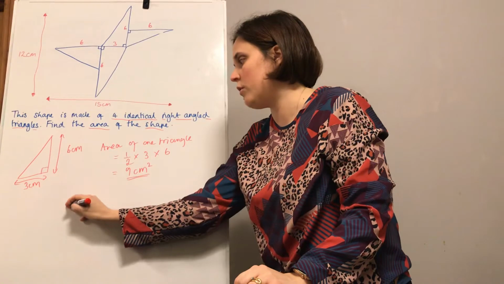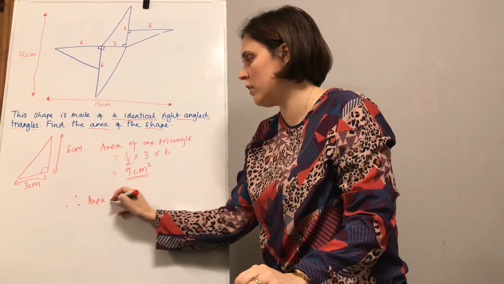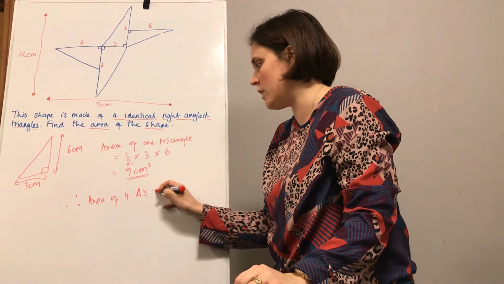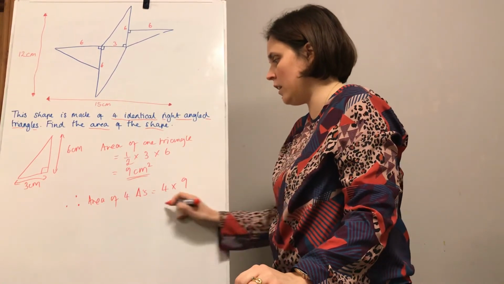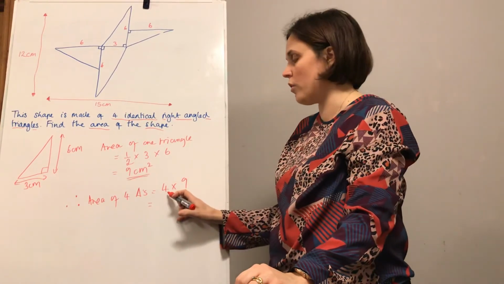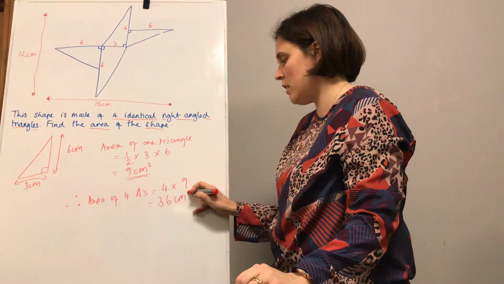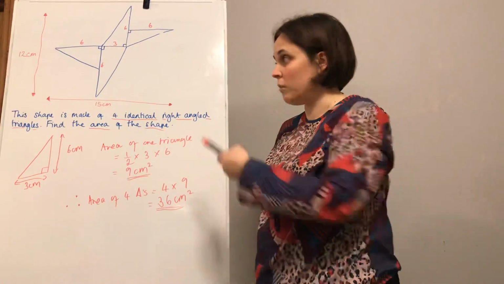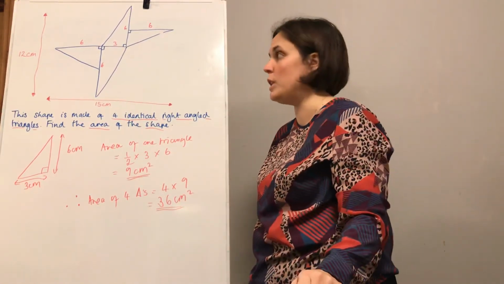So, therefore, the area of 4 triangles is equal to 4 times 9, because each one is 9 and they're identical, and there are 4 triangles, which is 36 centimetres squared. So, like I say, a question that looks complicated becomes a whole lot easier when you break it down.